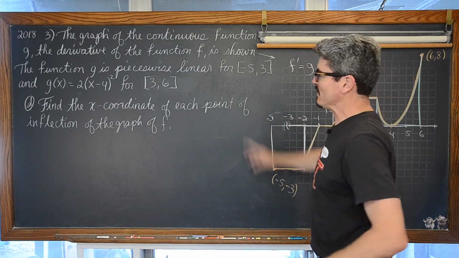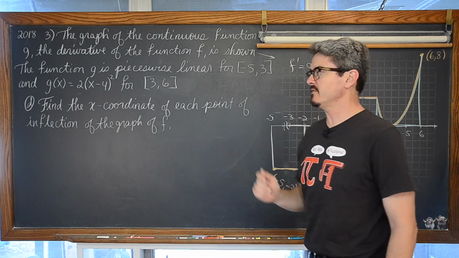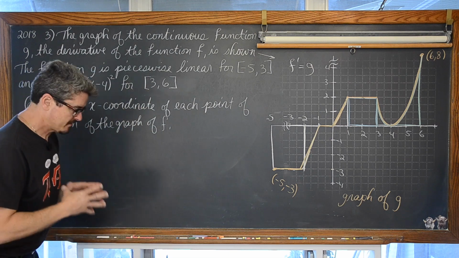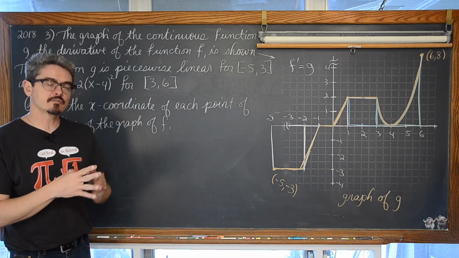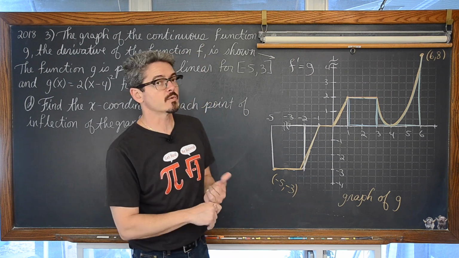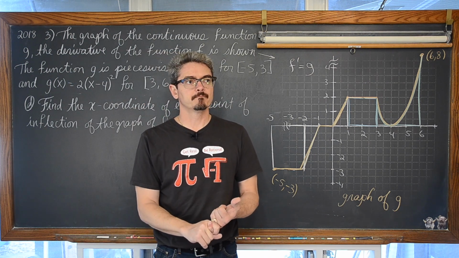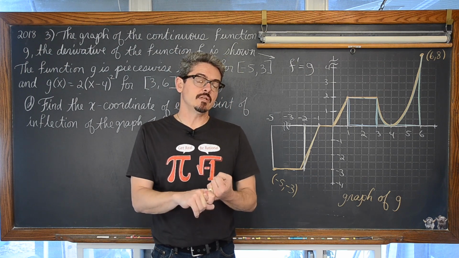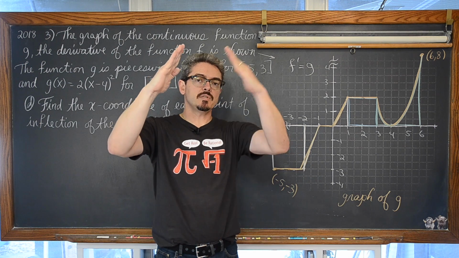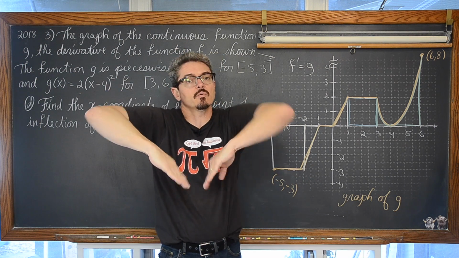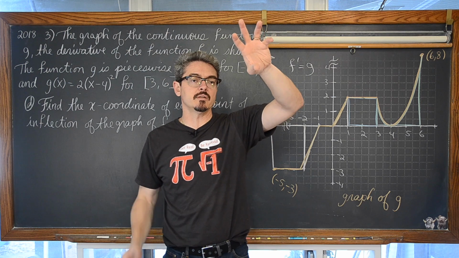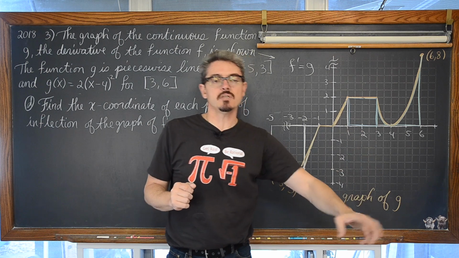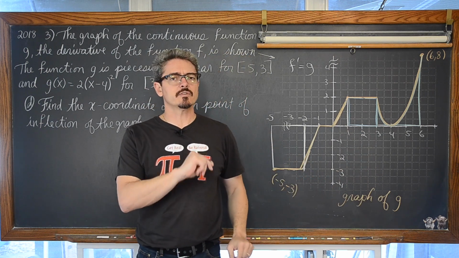So for our last part here, we're going to find the x-coordinate of each point of inflection of the graph of f. The point of inflection for a function occurs where the second derivative changes sign. In terms of the first derivative then, the first derivative needs to change from increasing to decreasing or from decreasing to increasing, because if the first derivative is increasing, that means the second derivative is greater than 0. And if the first derivative is decreasing, the second derivative, the slope of the first derivative, will be negative.